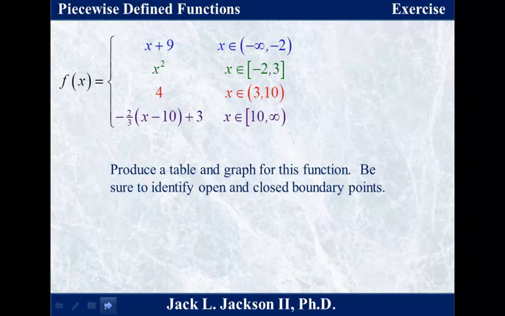Okay, so here's another one. This one's going to have 4 pieces. So make out a table here that's going to be enough table that you can tell what's going on in each of the 4 pieces, and graph these. The pieces, they're not all straight lines this time, but they're all something that we've studied. And then get a table, and then once you got the table, make your graph. Pay attention to whether you have open dots or closed dots on the boundary points. Okay, so go ahead and do this one now. Press pause.